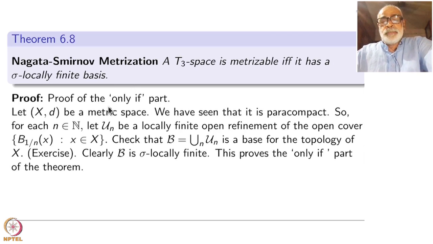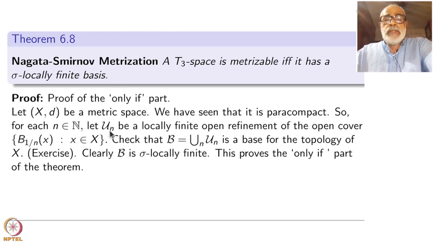Okay. So, proof of the only if part. A space is metrizable if and only if it has a sigma locally finite basis. For the only if part, all you have to do is show that a metrizable space has a sigma locally finite basis. This is what we have to prove. It is actually a metric space, and we have seen that it is paracompact.